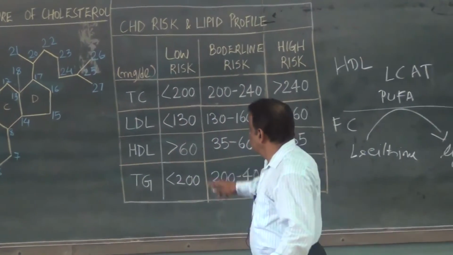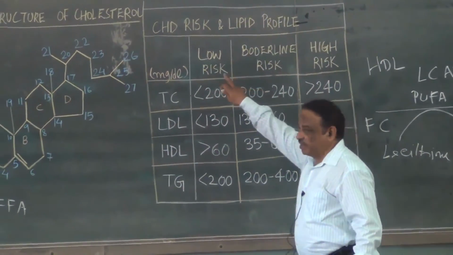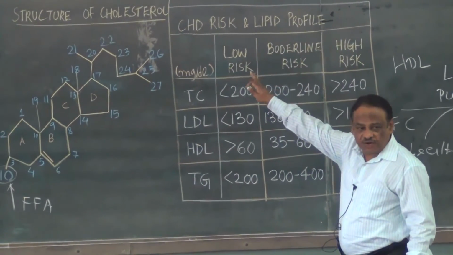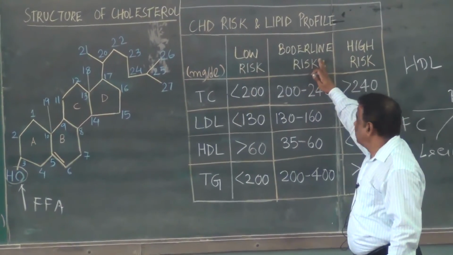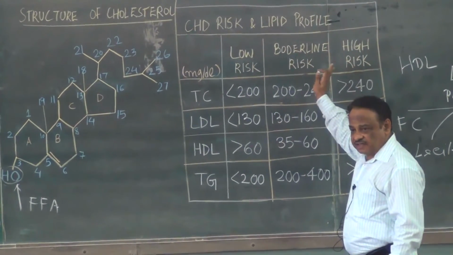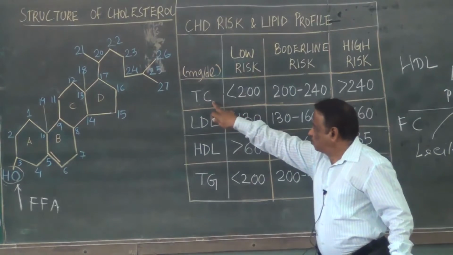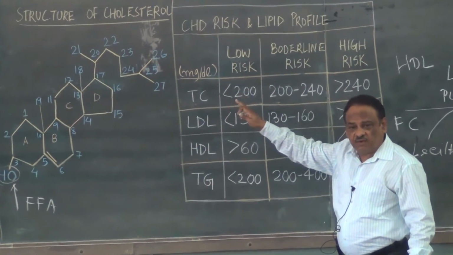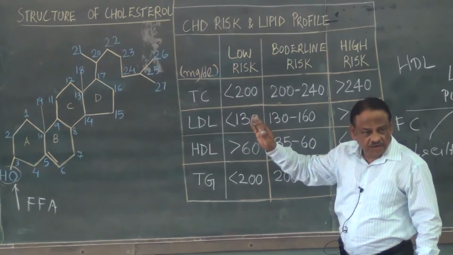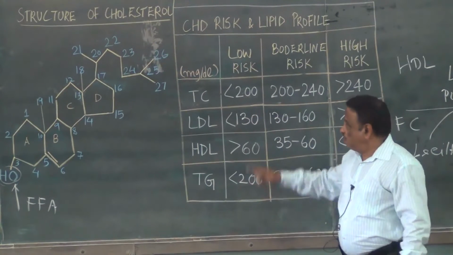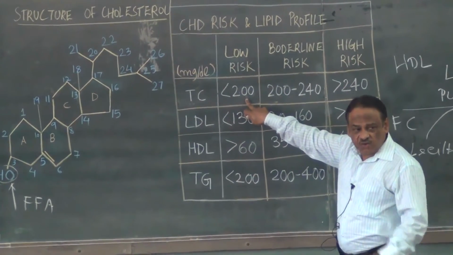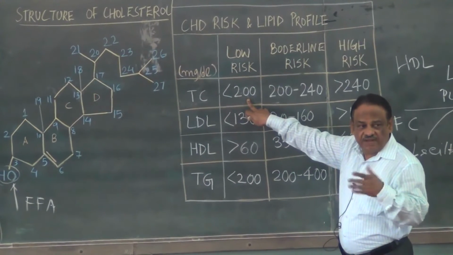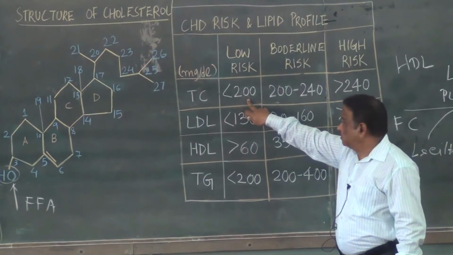Lipid profile. You can see here there is a low risk, meaning as good as no risk, then a borderline risk, and a very high risk. Now, total cholesterol: the normal value is around 150 to 200 milligrams. Ideally, your total cholesterol level should be less than 200 milligrams per deciliter, so you have the least risk of developing cardiovascular diseases.